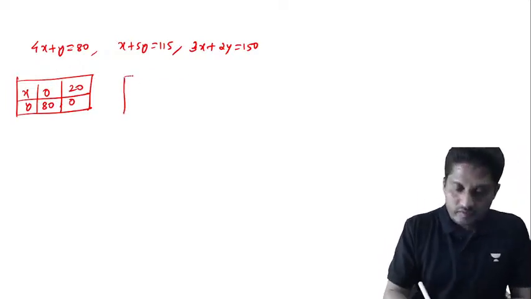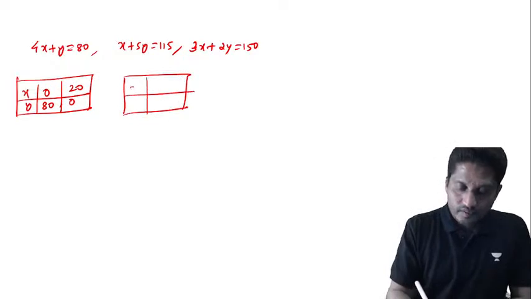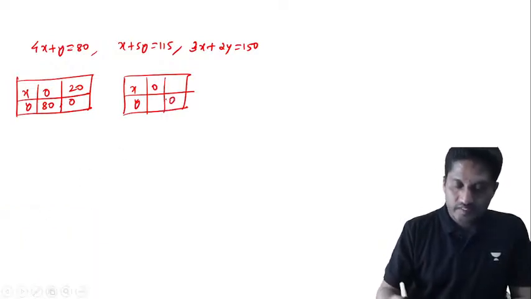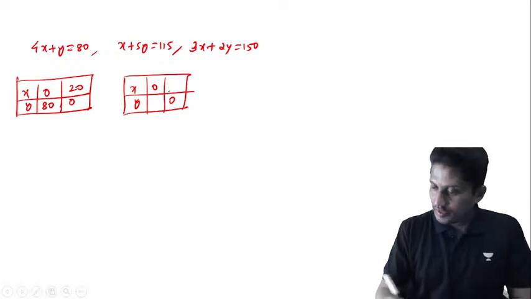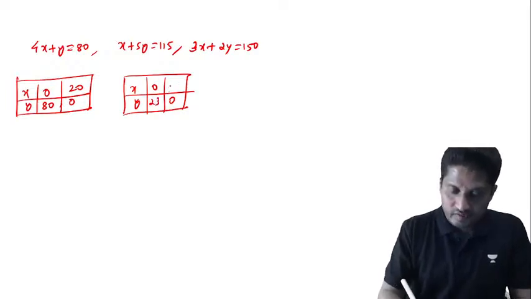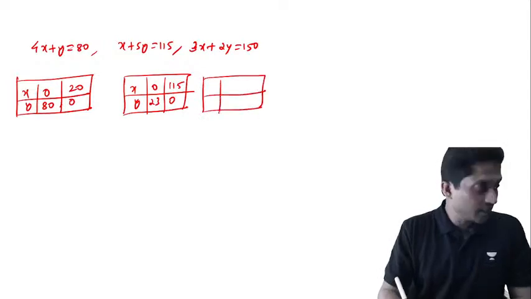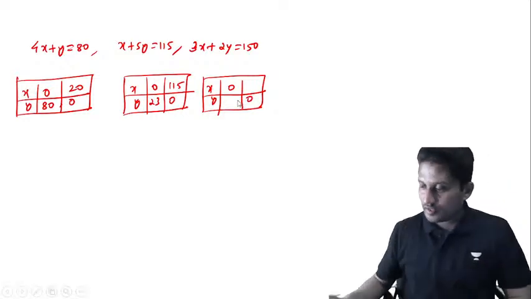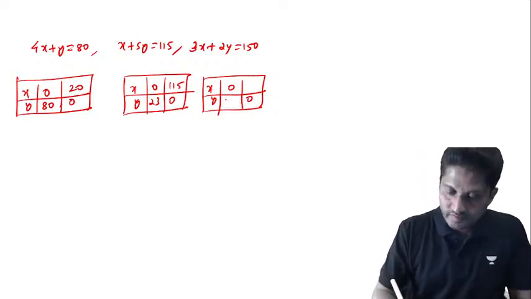Again, when x is 0, y is equal to 23. When y is equal to 0, this is 115. And then again for this one, when x is equal to 0, this is 75. When y is equal to 0, this is 50.